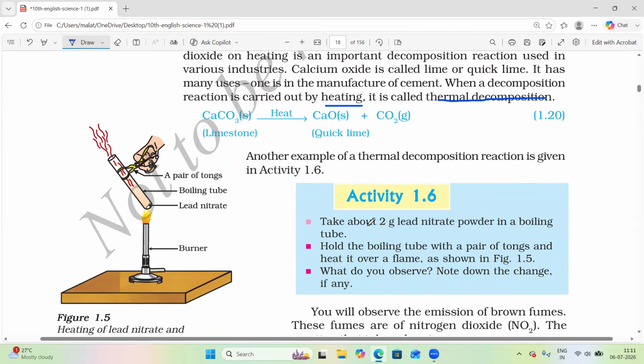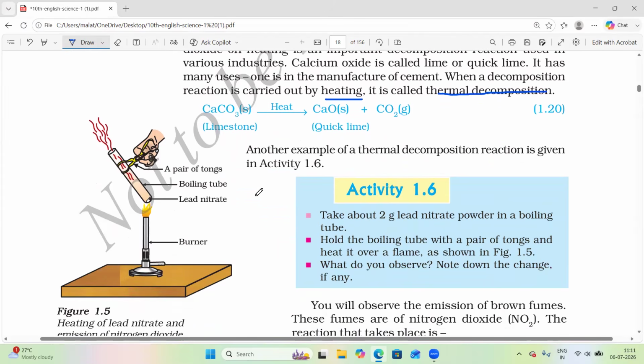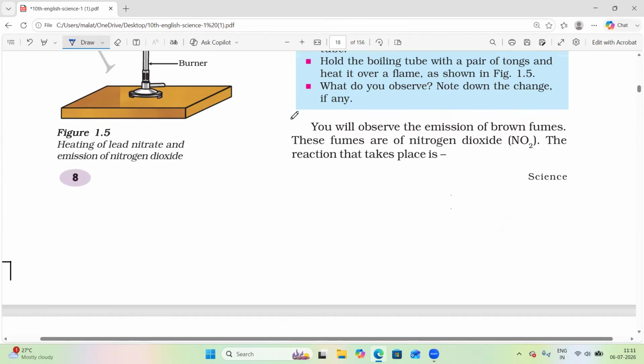Thermal decomposition. Here one example is calcium carbonate. If you start heating this calcium carbonate, we will get calcium oxide, which is nothing but quicklime, and carbon dioxide gas will be liberated. Whether it is a decomposition reaction or not, you have to check: one single reactant breaks down into two or more products. It is a decomposition reaction. When it takes place using heat, that is called thermal decomposition.